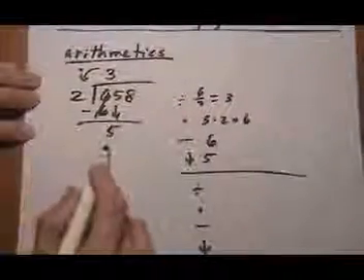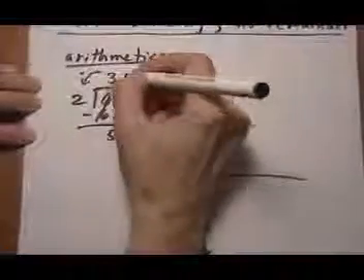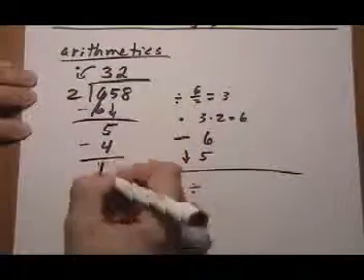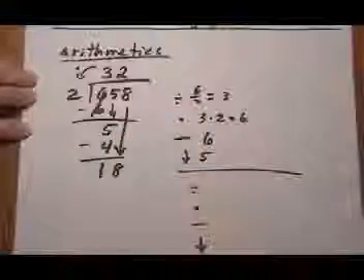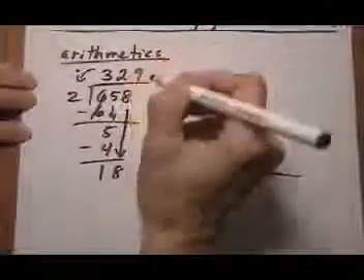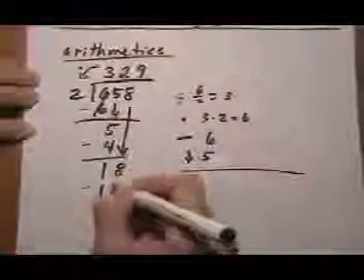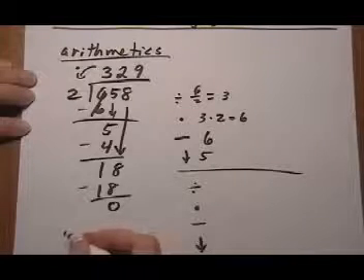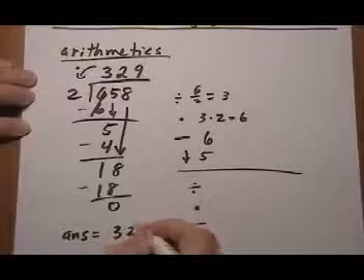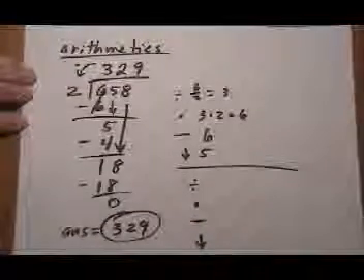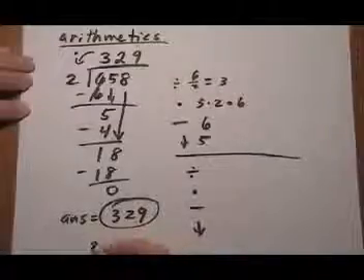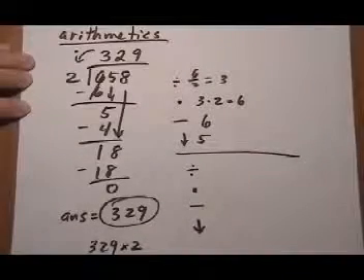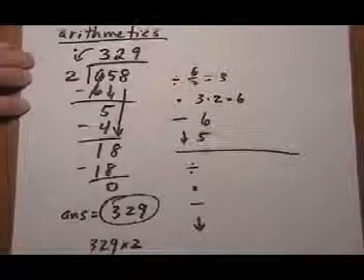So now I do 5 divided by 2. The 2 fits in 2 times. 2 times 2 gives me 4. I subtract that, bring down the 8. And then 18 divided by 2 goes in exactly 9 times. 9 times 2 is 18. Subtract, and I get a 0, so I have no remainder. Therefore my answer is 329. And we can check the answer by verifying that 329, the answer up here, times the 2 equals 658, and if you do that out, you'll see that it does work out.